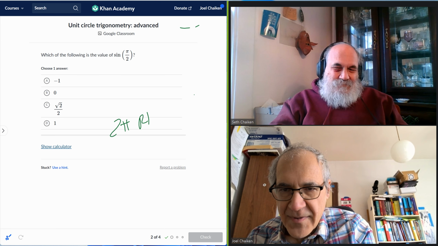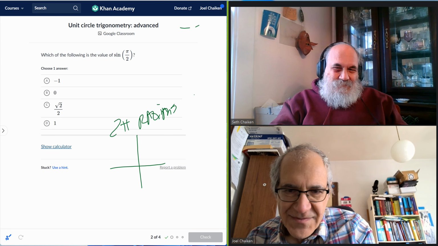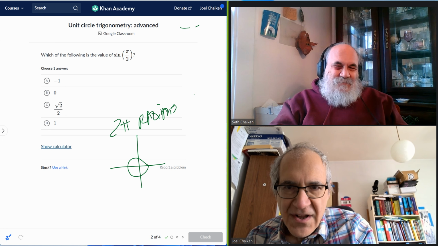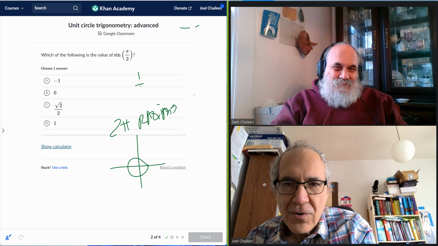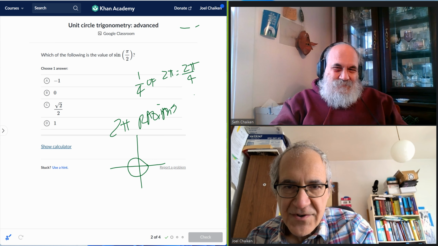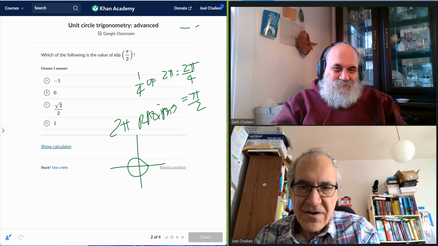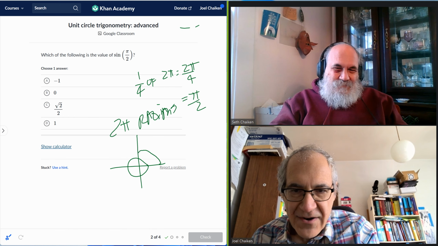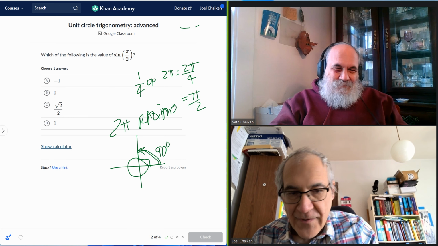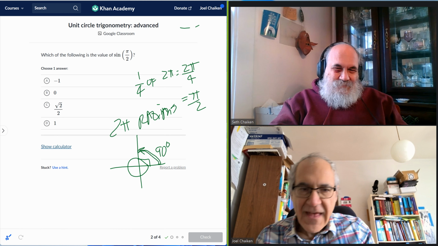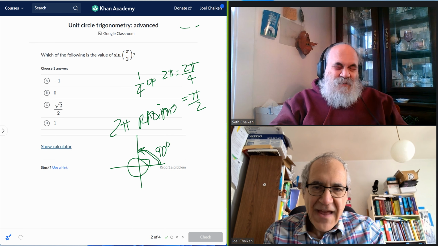2 pi radians make up a circle. There are 2 pi radians, basically degrees, but they measure in radians, in a circle. So pi over 2 is a quarter of 2 pi. See, 2 pi divided by 4 is pi over 2. So that means this represents a quarter of a circle, and you measure circles counterclockwise. So this is a 90-degree angle if we go back into angles.